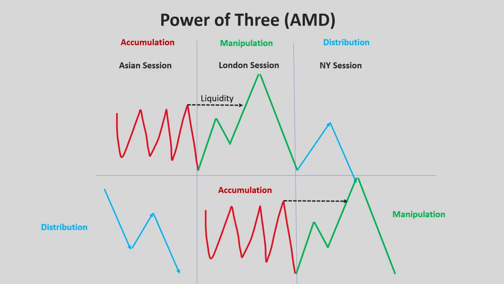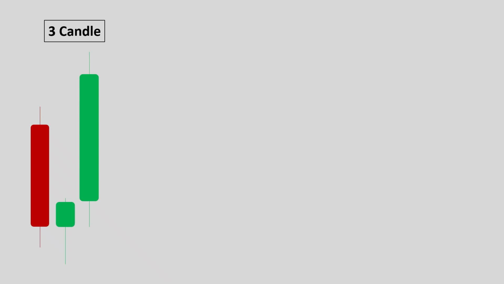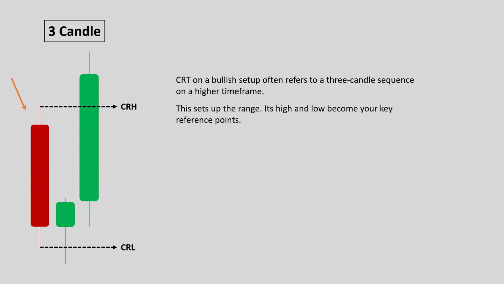Let's break down how a bullish scenario works under candlestick range theory. In its classic form, CRT on a bullish setup often refers to a 3-candle sequence on a higher time frame. Here's the basic structure. First candle, this sets up the range. Its high and low become your key reference points.